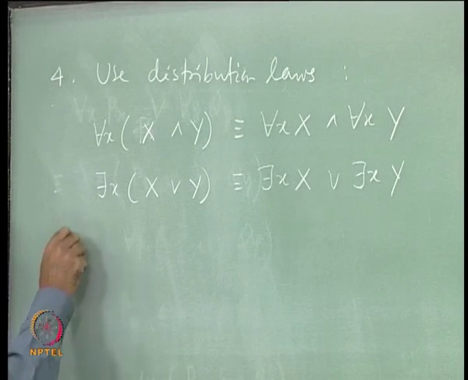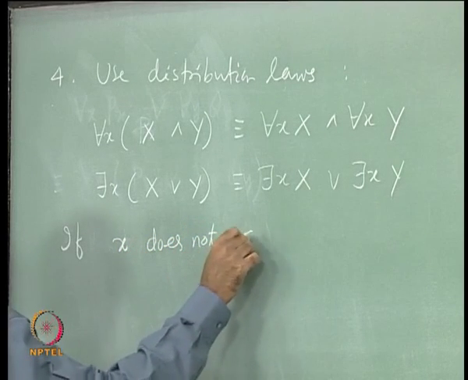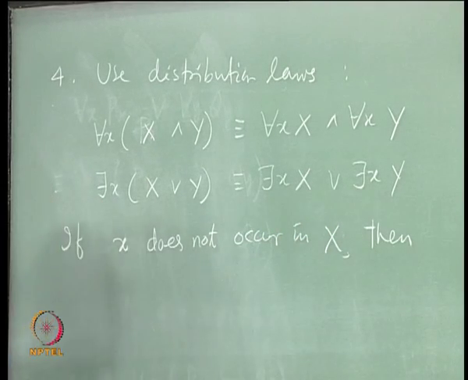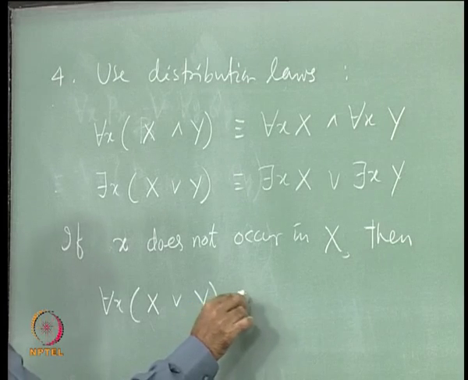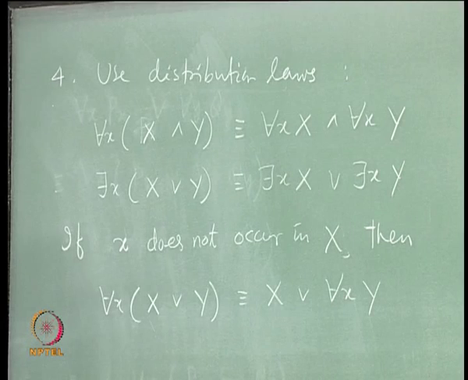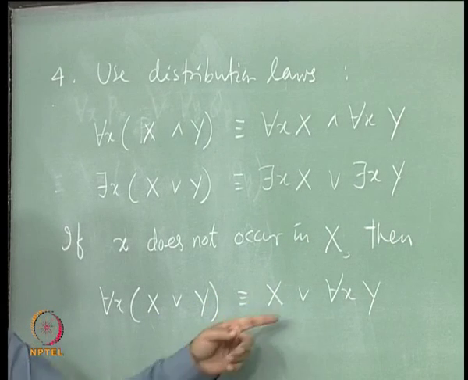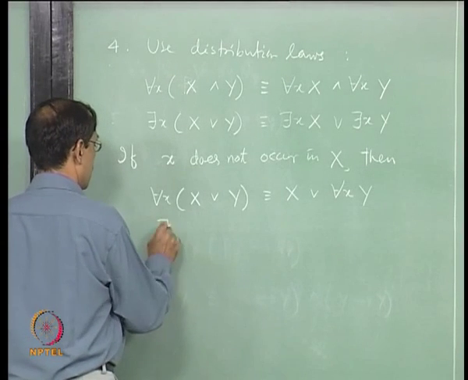So, you may say if x does not occur in X, then some more we can have, like for each x (X or y) is equivalent to X or for each x y, because this variable does not occur in capital X. So, there is no need to keep any quantifier there, that will be equivalent. Similarly, for and there is.